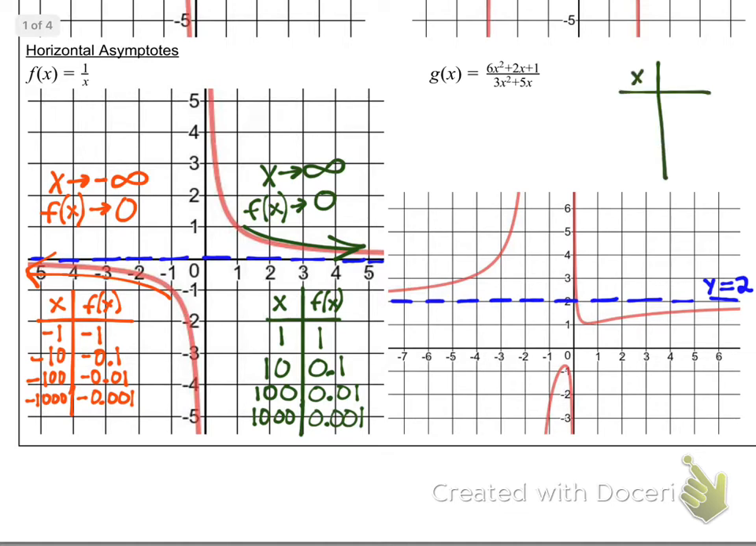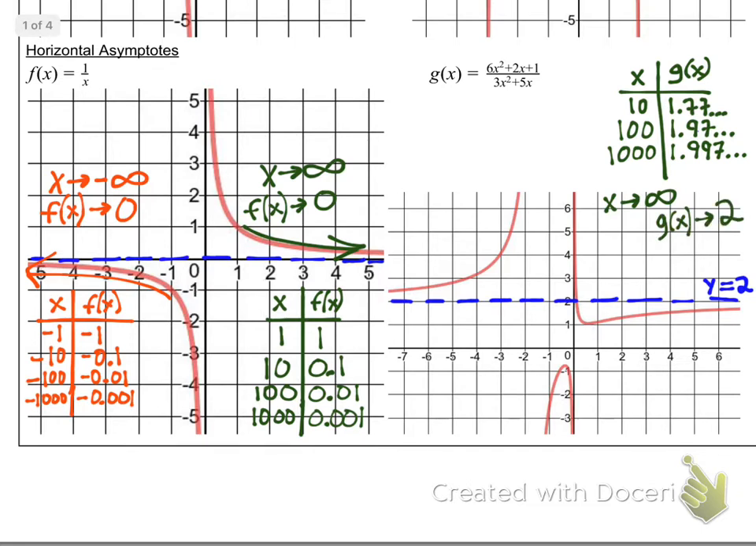All right, so what's going on here? Well, let's plug in some numbers into g of x. If I plug in 10, that's a big number, you get 1.77. If I plug in 100, you get 1.97. Plug in 1,000, you get 1.997. So you can see from the table, it's getting closer and closer to 2. The way we write this: as x approaches infinity, g of x is approaching 2. And once again, we don't care whether we're getting closer from the bottom or the top, but you can see on the right, this side is clearly getting closer from the bottom of that asymptote.